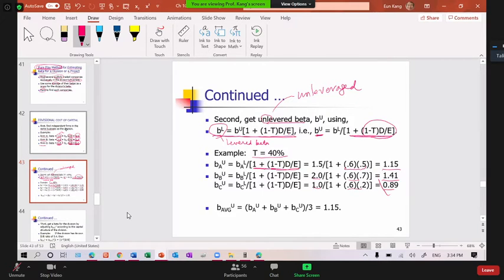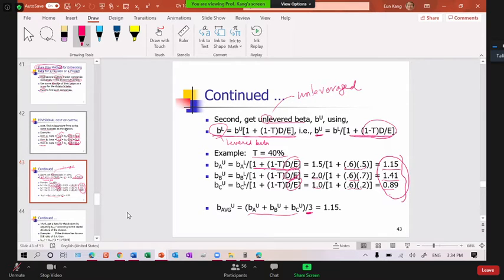Then what? Then you have 3 unlevered betas. That means these betas only reflect business risk because you unlever, right? So financial risk is gone. So this beta reflects only business risk. Then you have 3 numbers, so divide by 3. Why? Because we don't have any other information. We treat all 3 companies the same.